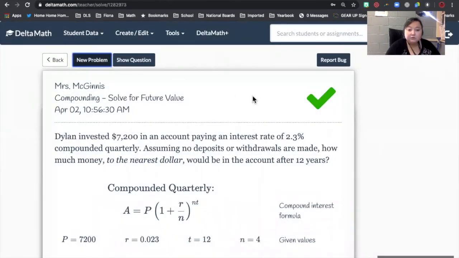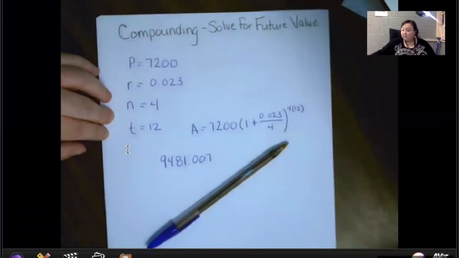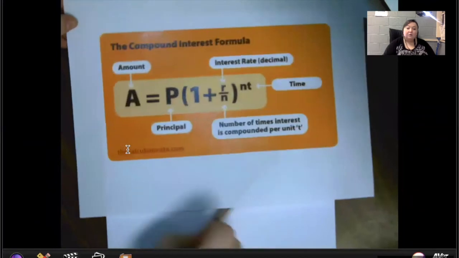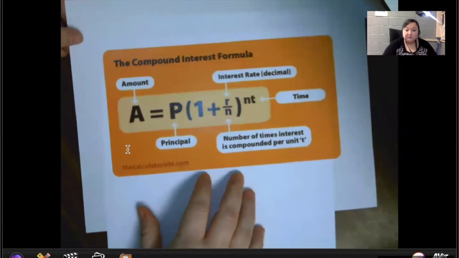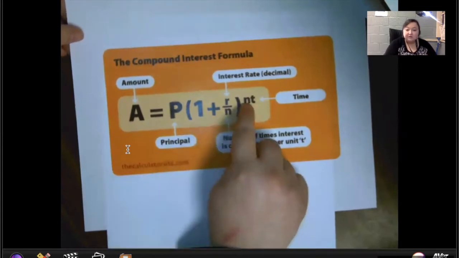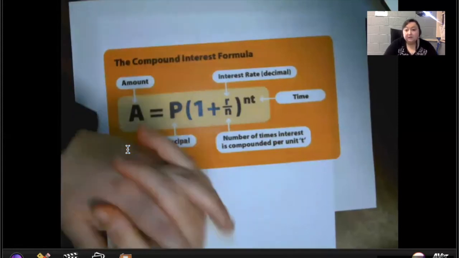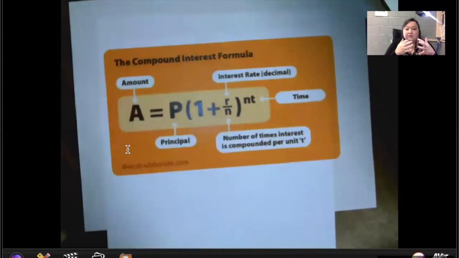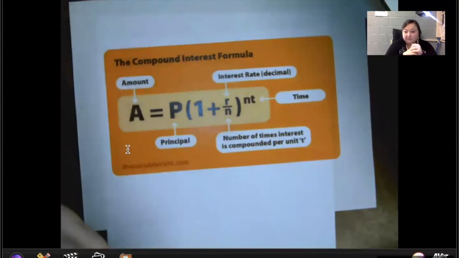Now I do need to show you another type of problem, and it is a compounded continuously problem. So you have seen the formula for compounding quarterly or compounding semi-annually or monthly or so forth. So again, that end value changes depending on how often you're compounding. When you see the term compounding continuously, that means every second, every millisecond, even smaller than a millisecond. So it is just continuously compounding.